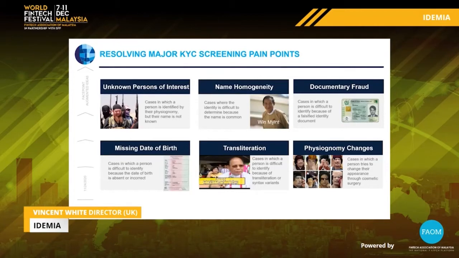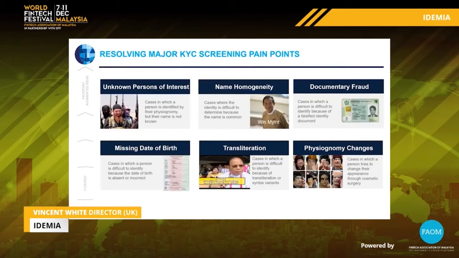I've covered the unknown persons and narrative sanctions, common names, the absence of secondary identifiers, and matching complications from transliteration or syntax variation. What remains is deception, firstly altering one's appearance. The fact is that cosmetic surgery will not fool modern biometric technology. You simply cannot change the fundamental dimensions of the face.